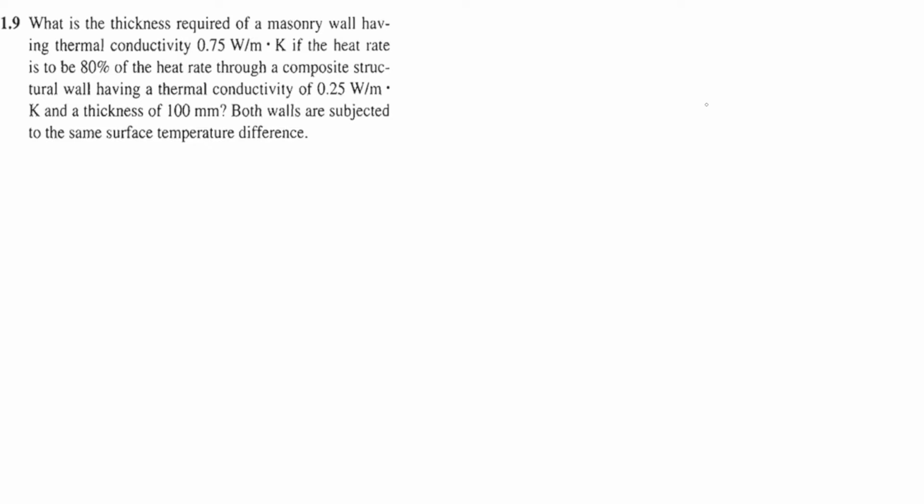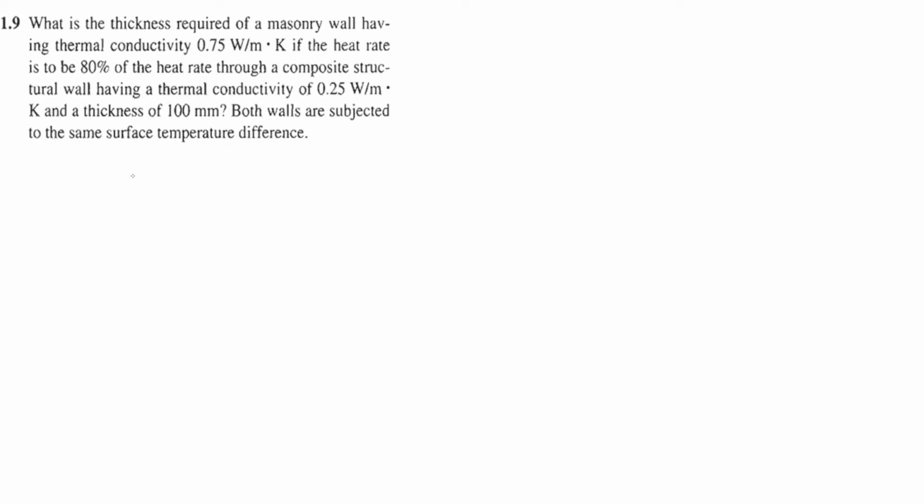Guys, let's look at this problem right here. The question is asking, what is the thickness required of a masonry wall having a thermal conductivity of 0.75 watts per meter Kelvin, if the heat rate is to be 80% of the heat rate through the composite structural wall having a thermal conductivity of 0.25 watts per meter Kelvin and a thickness of 100 millimeter, both walls being subjected to the same surface temperature difference.